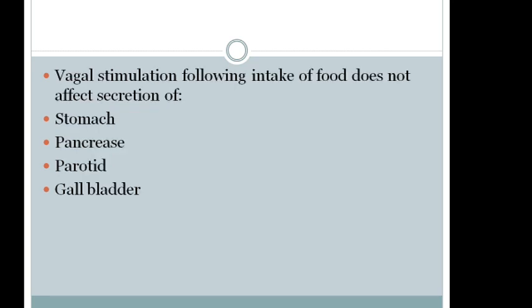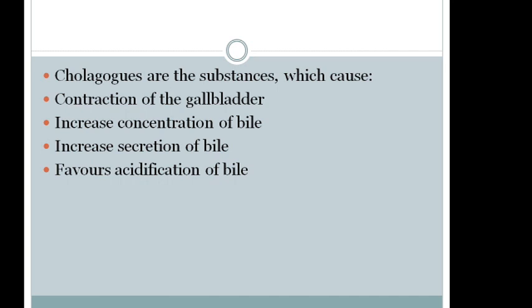Vagal stimulation following intake of food does not affect the secretion of. Does it affect the stomach? Does it affect the pancreas? Does it affect the gallbladder? Yes, but it does not affect the secretion of the parotid. Now next question. Cholagogues are substances which cause contraction of the gallbladder. Very good.